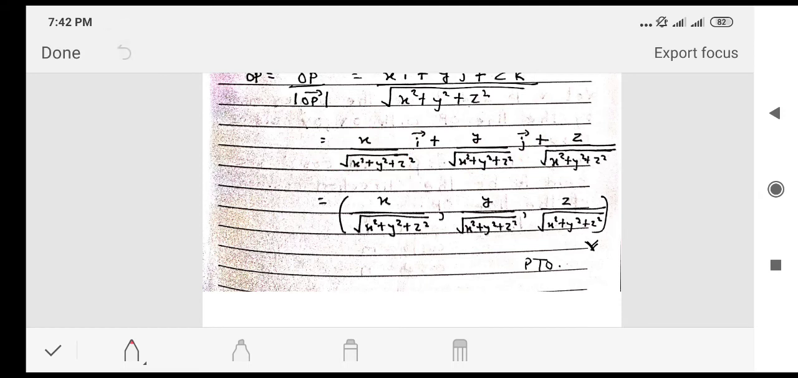And in ordered pair form, we can write it in this pattern as well, excluding vector i, vector j and vector k. So you can write it in this way also, in coordinates form.